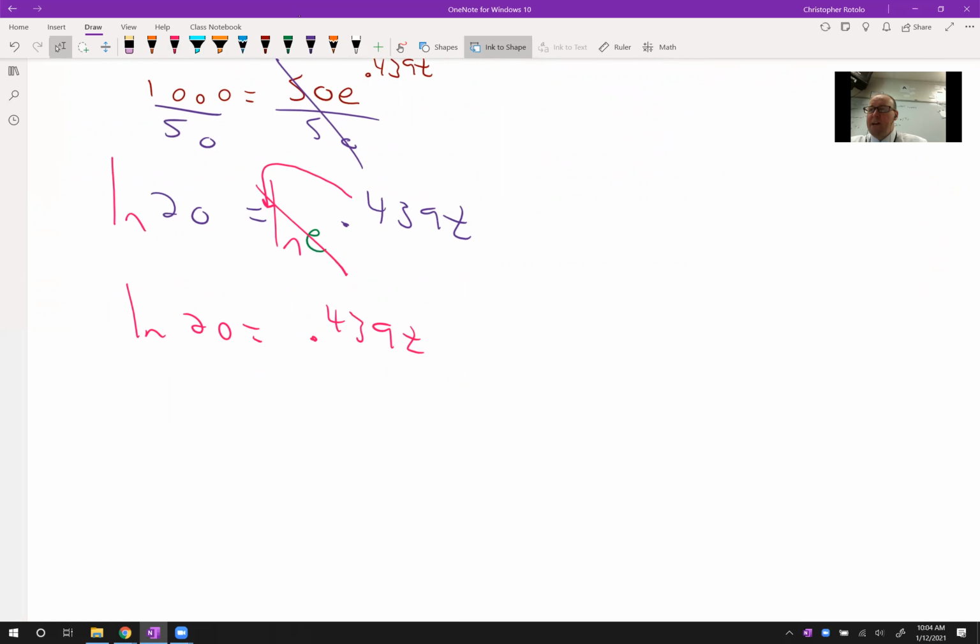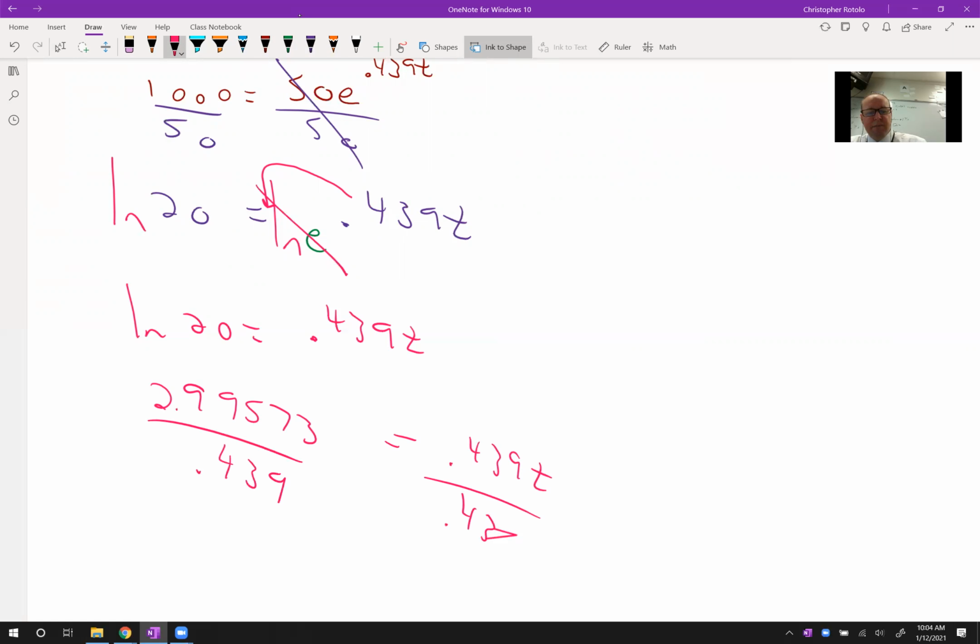So I'm going to find on my calculator the natural log of 20. Now it says here that it's about 2.99573 equals 0.439 t. Then I just want to divide that number by 0.439, and voila, we find out that the time it takes is 6.8244. I rounded that off a little bit.